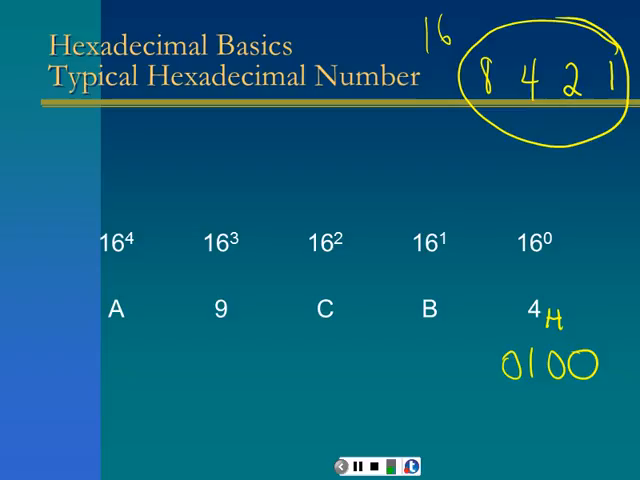Okay, all right, how about a B? Any idea what a B is? Well, 10's an A, right? So 11 is a B. So, yes, it'll be an 8, no 4, and a 2 and a 1. 1, 0, 1, 1. A C is a 12. There you go, 1100. This thing's hard to write on, so my numbers don't look like ones. I'm sorry. All right, how about a 9?